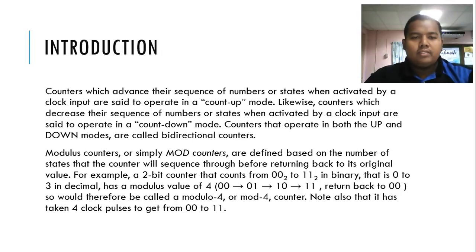Counters which advance the sequence of number of states when activated by a clock input are set to operate in a count up mode. Likewise, counters which decrease the sequence of number of states when activated by a clock input are set to operate in the countdown mode. Counters that operate in both up and down mode are called bidirectional counters. Modulus counters, or simply mode counters, are defined based on the number of states that the counter will sequence through before returning back to its original value.